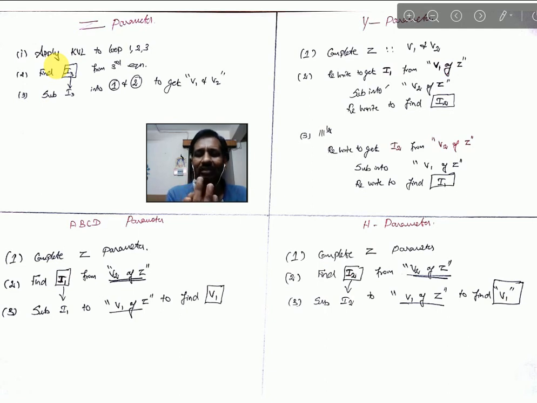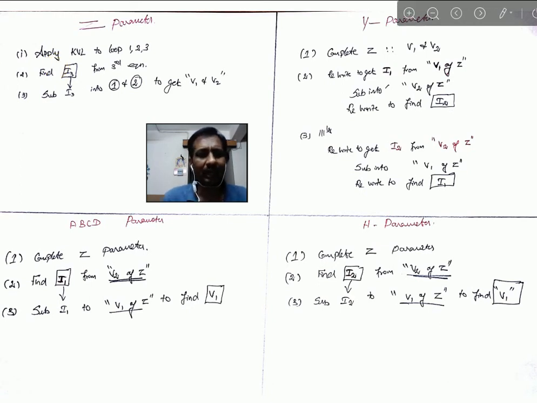In that case, from the third equation you find the I3 value. Then you substitute this I3 value into the first and second equations, and you get the V1 value and the V2 value. The problem is over. Very simple, just 3 steps.